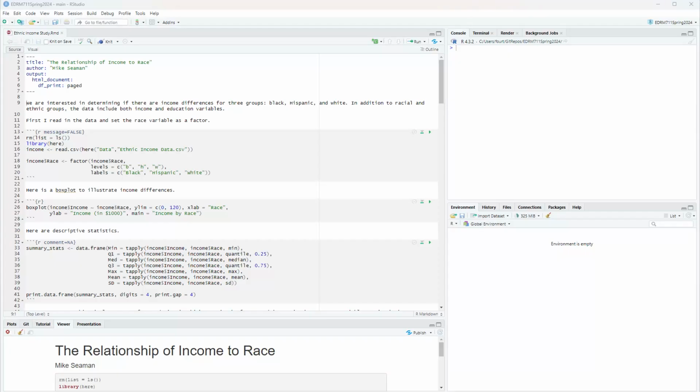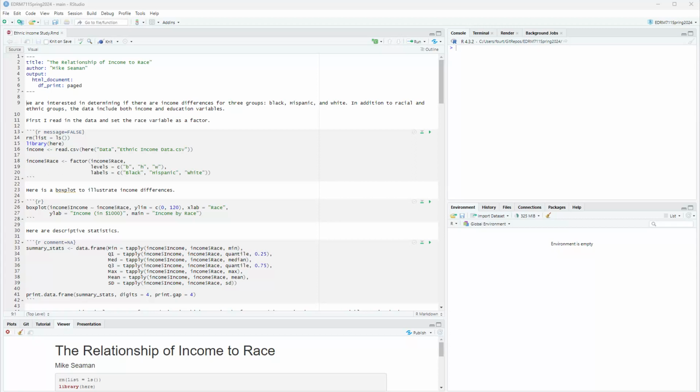So throughout the remainder of this video series, I'm going to work on an example. The data are actually real. I obtained these data from a source that I have not been able to track down, so you'll have to consider this an unknown source, but real data. And the purpose of the study was to see if income is related to race.